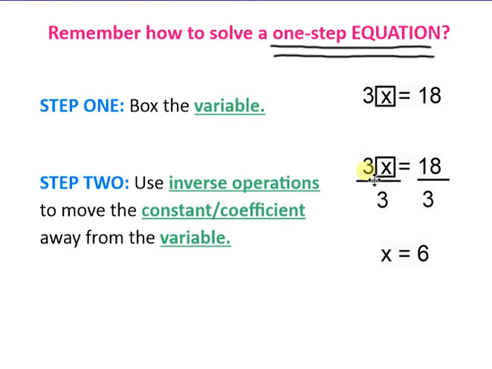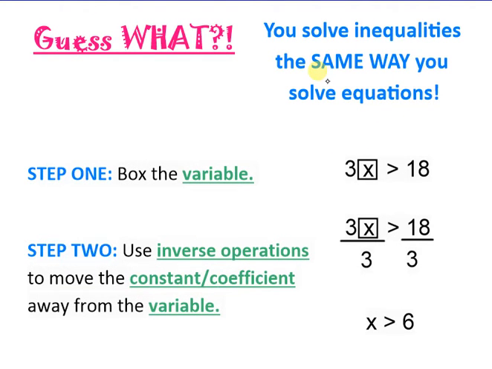So here we have multiplication. The opposite of multiplication is division, so I used a fraction bar. So I got rid of the 3's, I brought down my x, and I brought down my equal sign, and 18 divided by 3 is 6, and my answer was x equals 6. Guess what? You solve inequalities the exact same way.